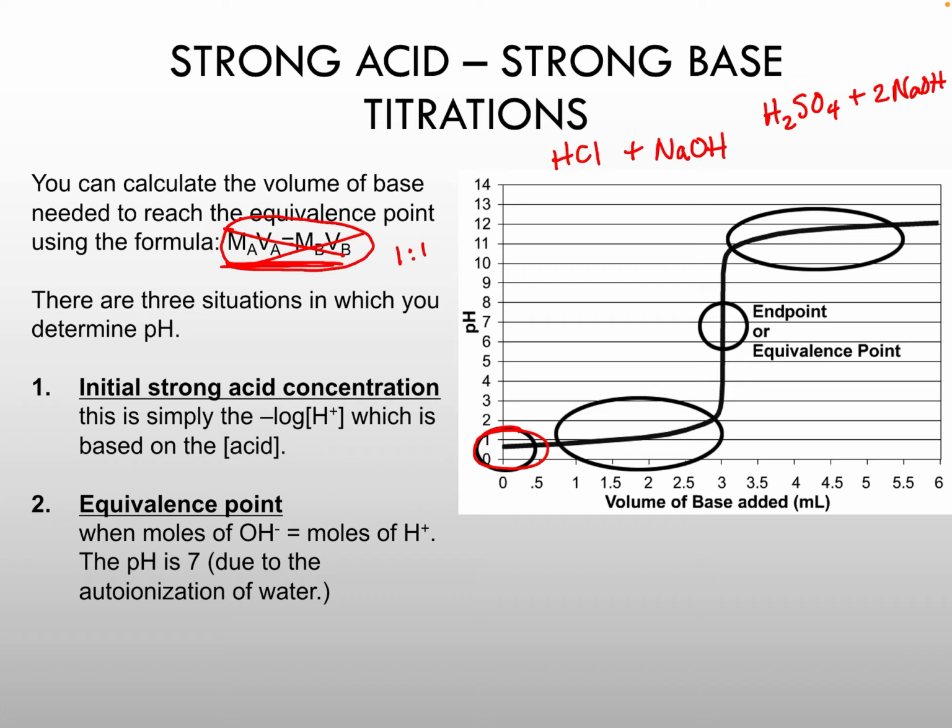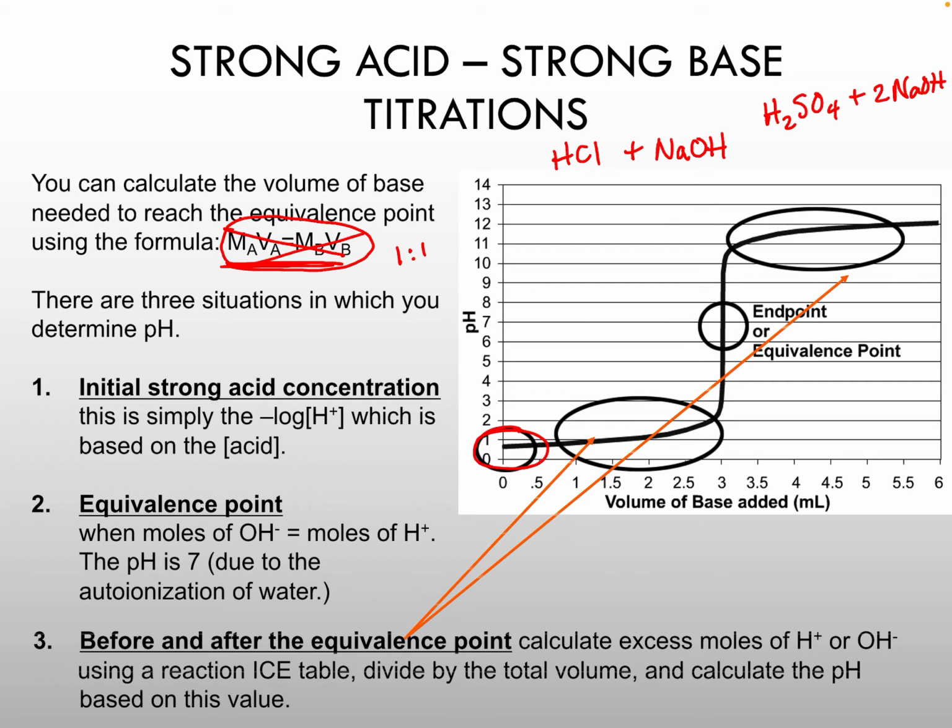The equivalence point is really easy in strong acid, strong base titrations because the pH is 7. You're done, right? Because our moles of our hydroxide are exactly going to cancel out our moles of our acid, so we have a neutral pH, so it's 7. The equivalence point is the trickiest calculation in the other types of titrations that we will cover. So it's really nice that in a strong acid, strong base titration, the pH is 7.